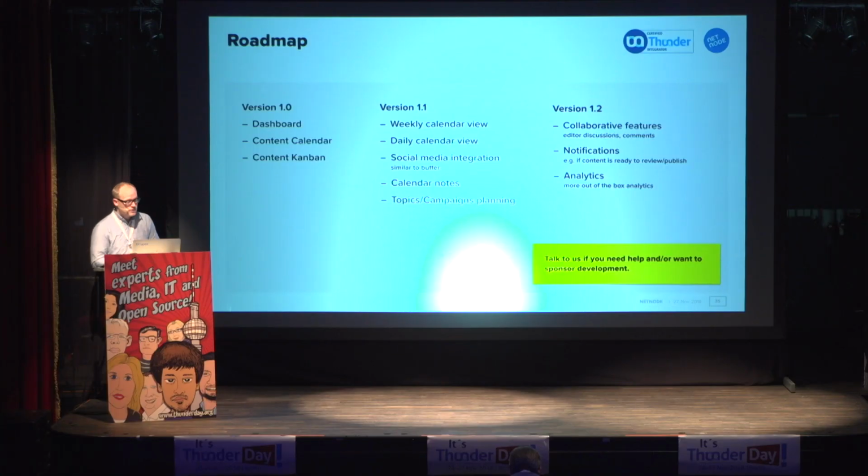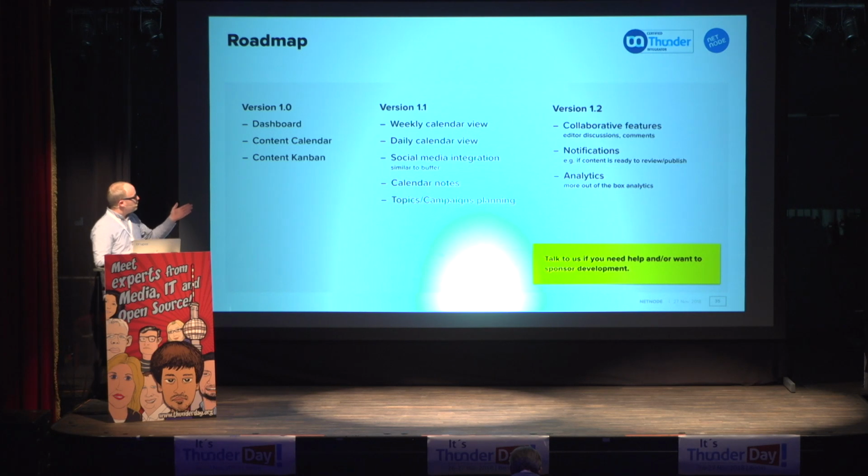We have a roadmap. Currently it's beta 5, and version 1 is on the way with this key functionality. Then we have version 1.1 with many more features. You saw a blog site with just a couple of articles, but if you run a news site, you have hundreds of stories. So we need a weekly calendar view and a daily calendar view, even filterable by channel or section.